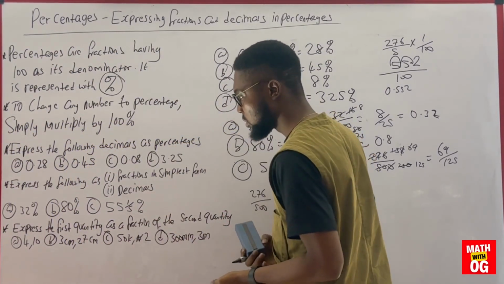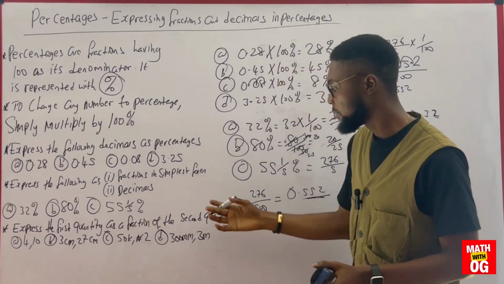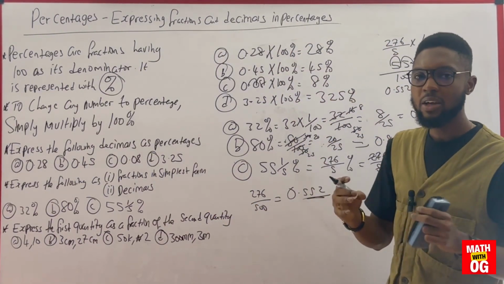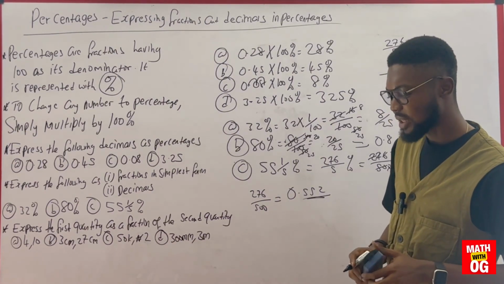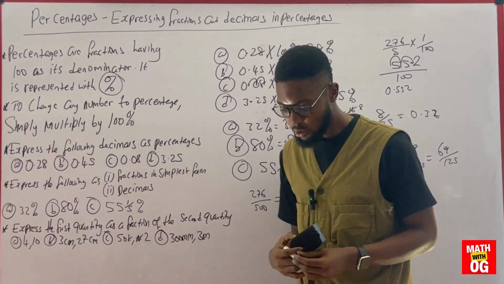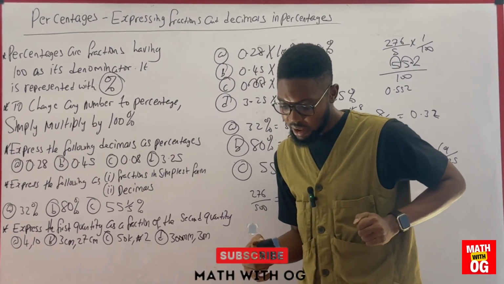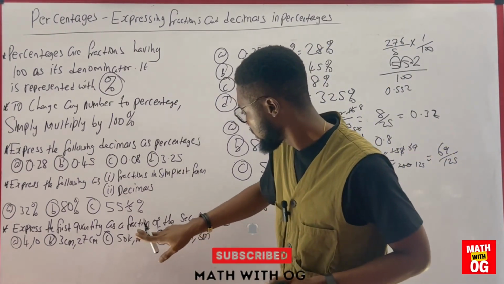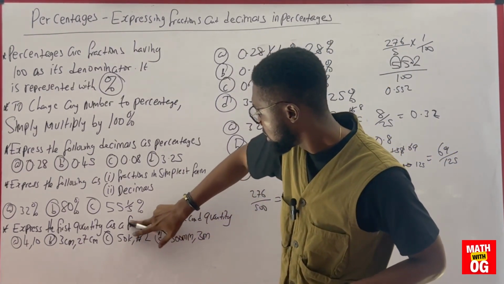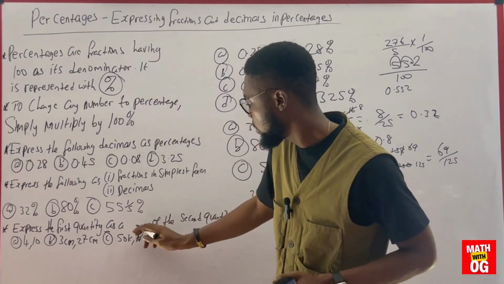Now, the next set of questions: express the first quantity as a fraction of the second quantity. Sorry, I'll correct that. It is as a percentage of the second quantity. As a percentage of the second quantity. So let's change that to percentage because we're working with percentage.